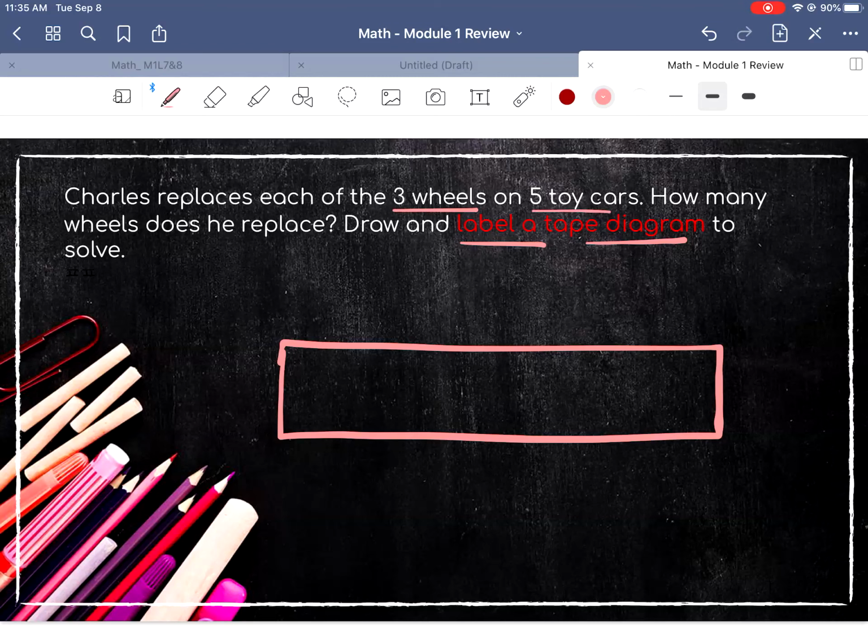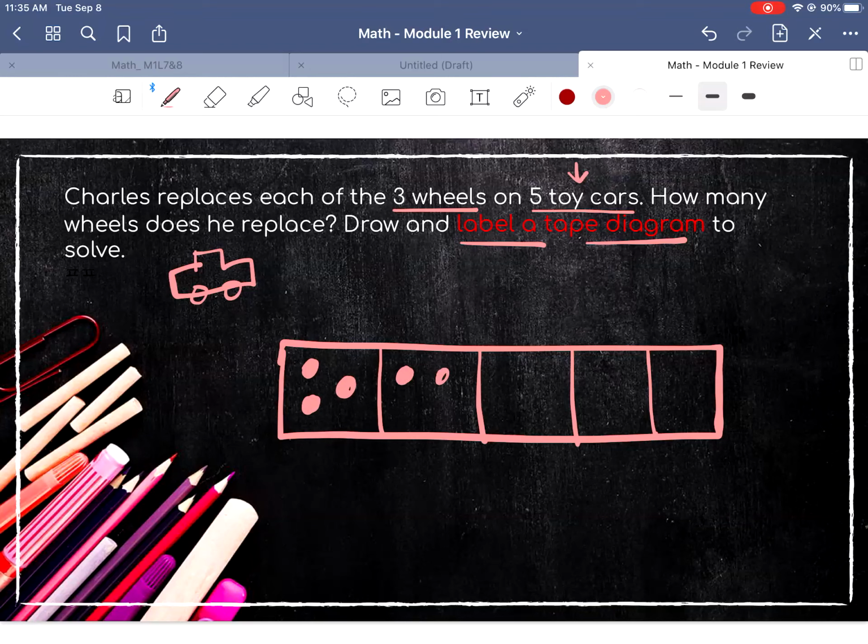3 wheels on 5 toy cars. Since we have 5, here is my first toy car, and there are 5 of them. So I'm going to split my rectangle into 5 parts, where each one represents a toy car. Then I need to draw 3 dots because Charles replaced 3 wheels on each toy car, like this.